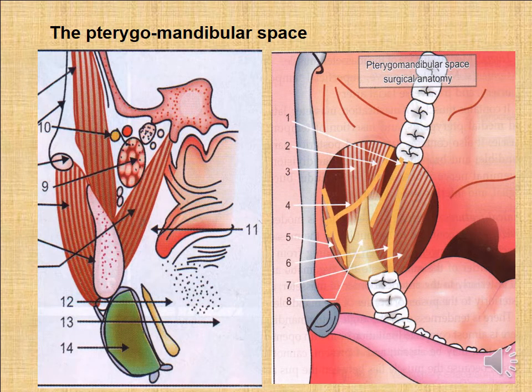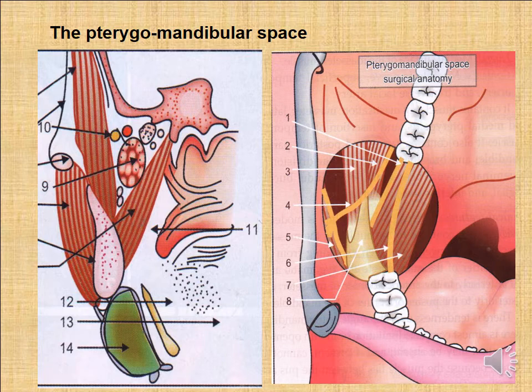The most important technique that we give as a local anesthesia is the inferior alveolar nerve block technique. To know this block technique, you must know the pterygomandibular space, as the anatomy of this area.